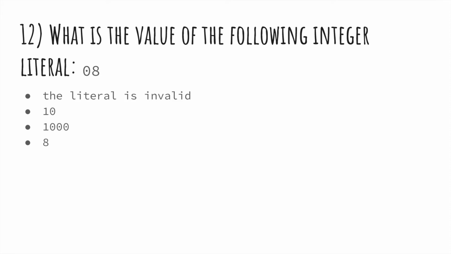Is the following integer valid? Well, 08 is not a valid integer because you cannot start an integer with leading zeros in C when setting it equal to something. What is the value of the following integer? Well, 0x8 is hexadecimal 8, so this is valid, and 8 in hexadecimal is just 8 in decimal, so it's 8.